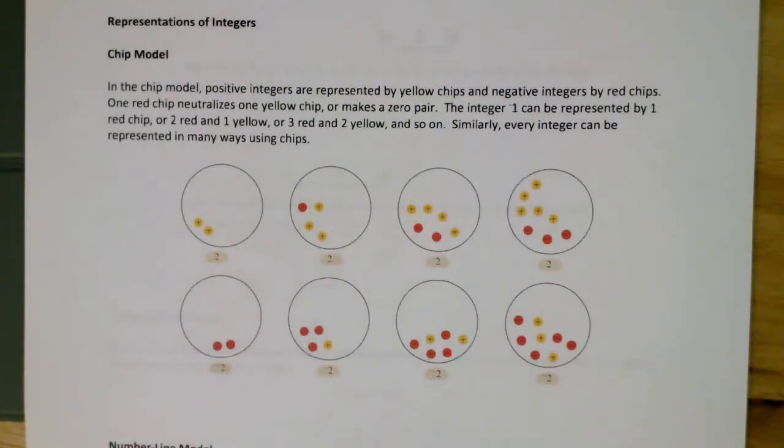All right, next we'll look at how we can represent integers. And that's by using the chip model. That's one technique that we can use to represent integers. In the chip model, positive integers are represented by yellow chips and negative integers by red chips. One red chip neutralizes one yellow chip or makes a zero pair. The integer -1 can be represented by one red chip or two red and one yellow, or three red and two yellow, and so on. Similarly, every integer can be represented in many ways using chips.